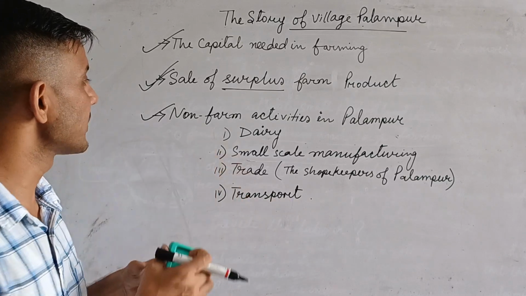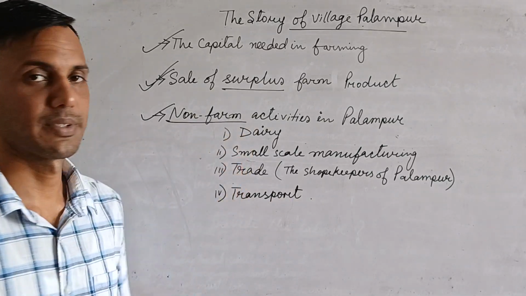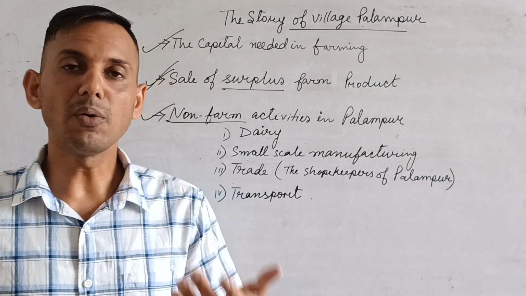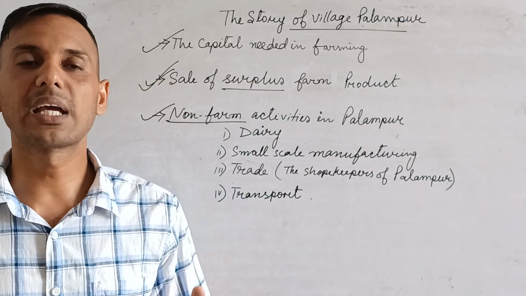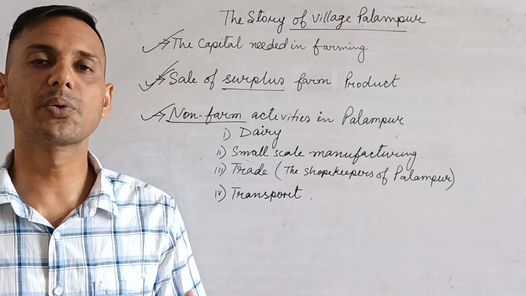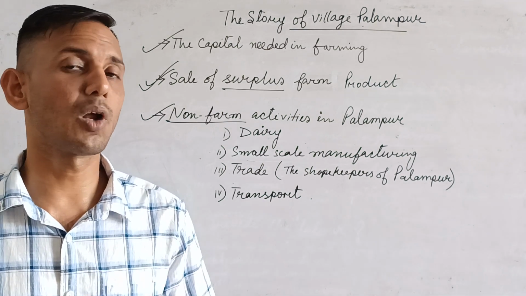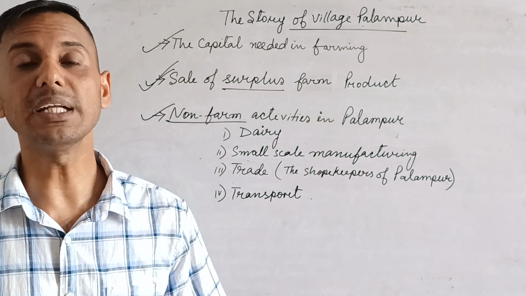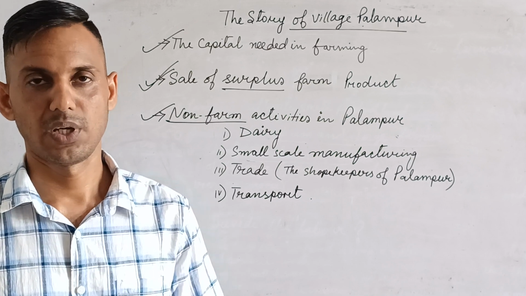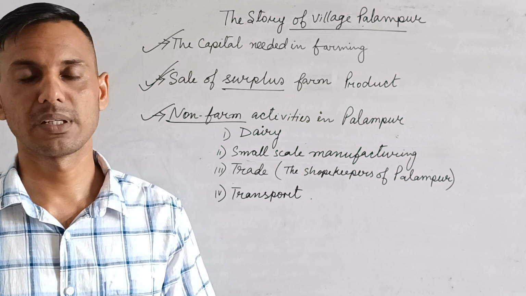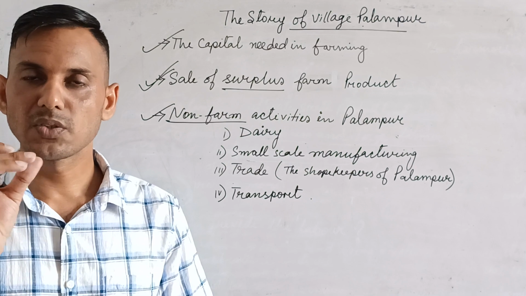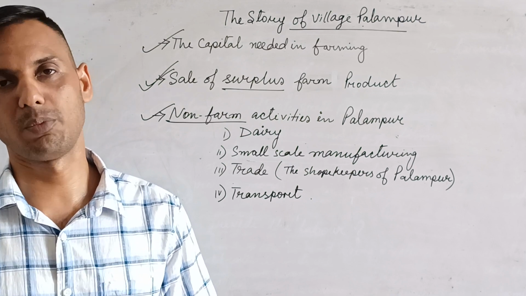What is the importance of these non-farm activities? Now you see, agriculture is not sufficient to create jobs. And in agriculture, there are lots of problems, especially hidden unemployment. What is hidden unemployment? It means someone is working but their contribution is zero.